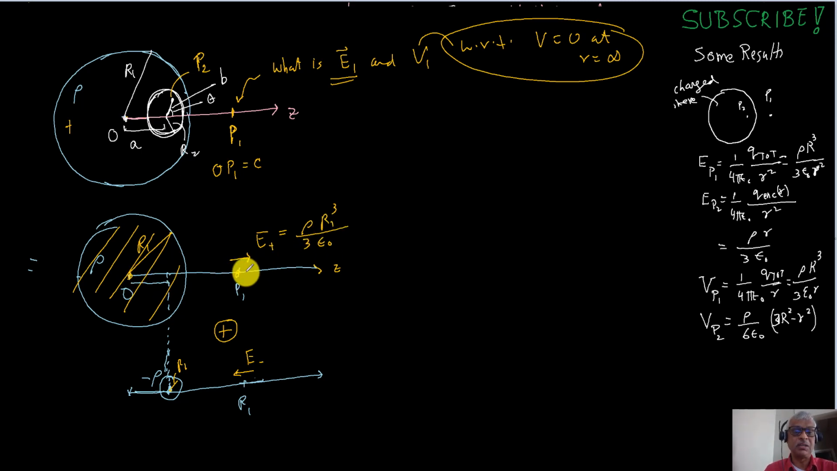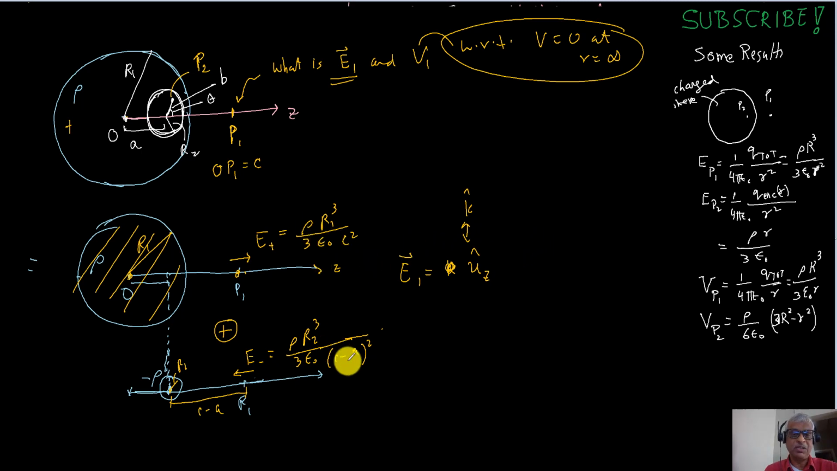R is the distance from the center to here, P1, which is C squared. For this one, the distance is C minus A. So this is E minus, pointed in the opposite direction: rho R2 cube over 3 epsilon naught, (C minus A) squared. They're opposite, so the E1 vector is in the z hat direction, the same as k hat. I have rho over 3 epsilon naught common, and this one is positive, R1 cube over C squared, and this will be negative, R2 cube over (C minus A) squared.